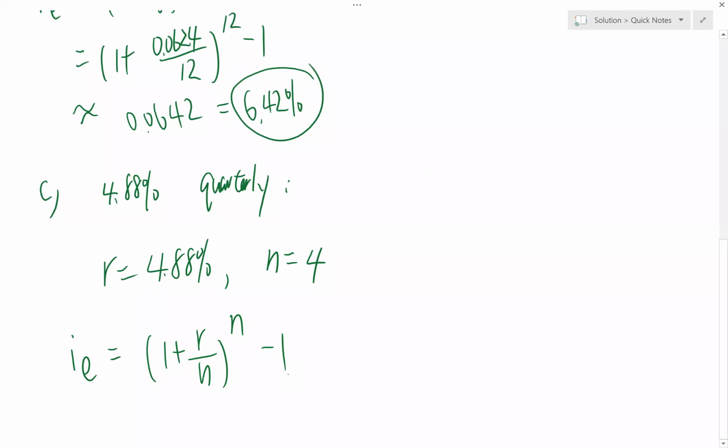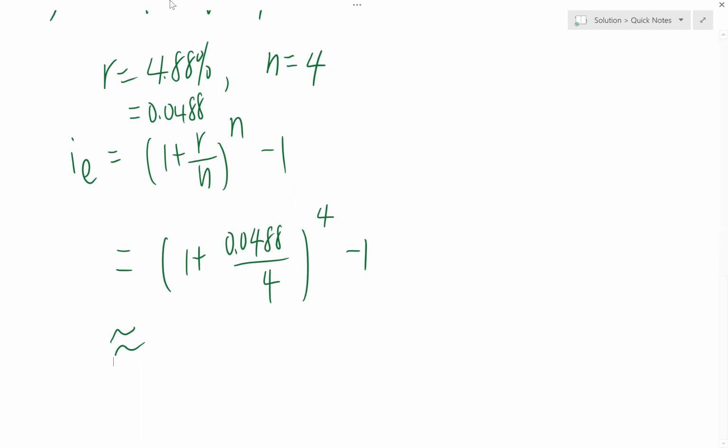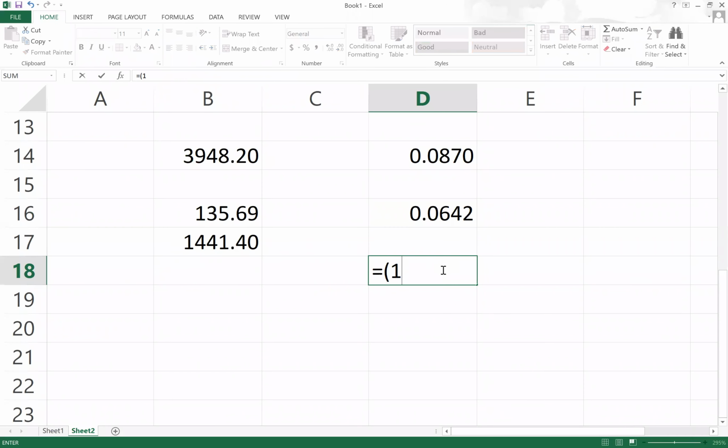Okay, and one more time, just throwing in the numbers, 0.0488 divided by, not 12 anymore, by 4, raised to the 4, minus 1. And you will see it's still higher than the nominal rate. Not by much, but still slightly higher because it's compounding less frequently compared to daily. So that has some effect on the effective interest rate.